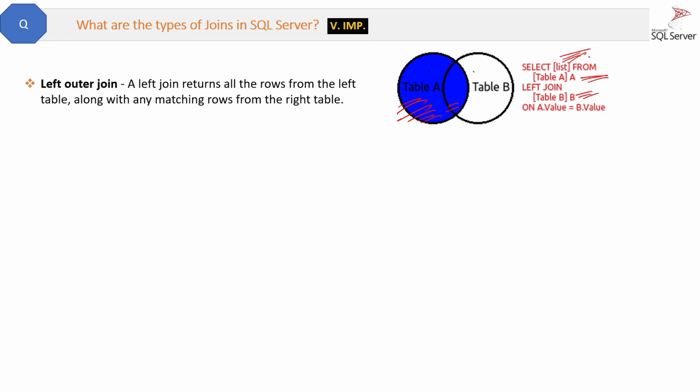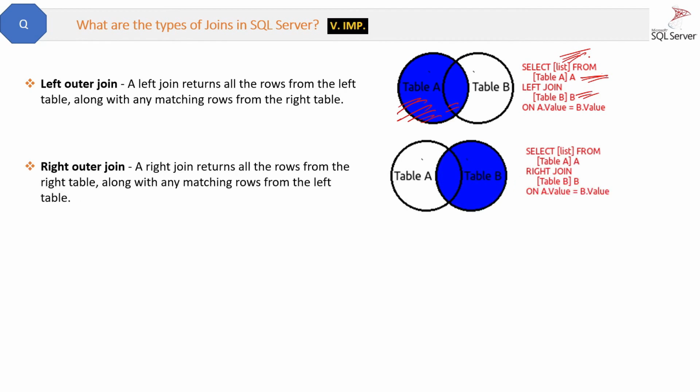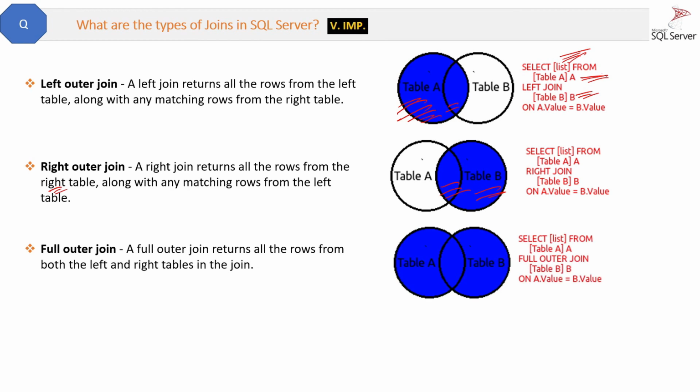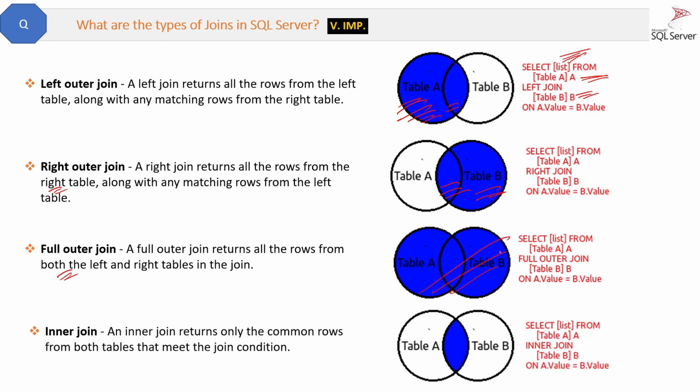Next is right join. A right join returns all the rows from the right table along with any matching rows from the left table, just opposite to the left outer join only. The third one is full outer join. A full outer join returns all the rows from both the left and right tables in the join. That's it. These are the three types of outer join.